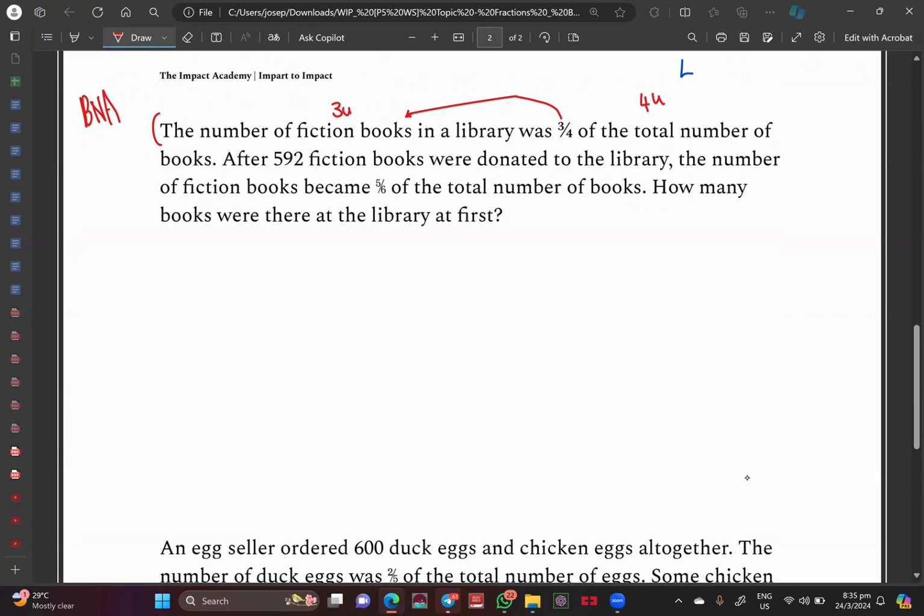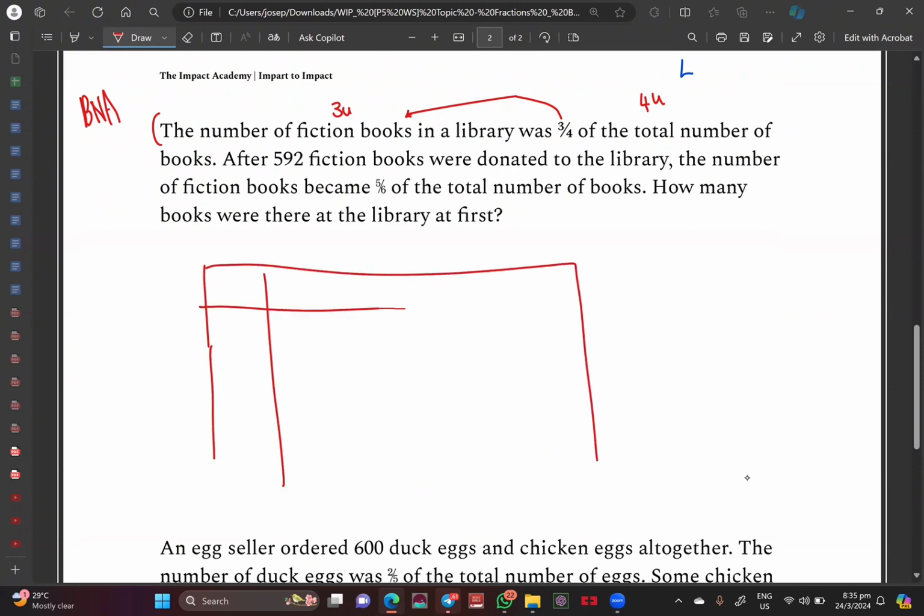Okay, so what I'm going to do right now is I'm going to draw a table. I'm going to call this fiction and I'm going to call this non-fiction. I understand that in this question, it did not say anything about non-fiction, right? But as a math student, you need to understand that whenever the question gives you fiction, you need to find the hidden information. And the hidden information, as you can see over here, has to be non-fiction. So it is basically the opposite.